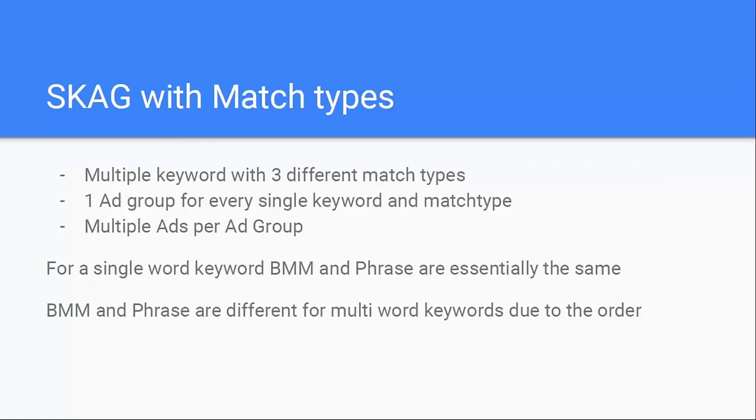So we come to this structure finally: single keyword ad groups with match types, multiple keywords with three different match types, one ad group for every single keyword and match type, and multiple ads for every single ad group. One thing to realize is that a single-word keyword in broad match modifier and phrase are essentially the same. So 'lawyer' in broad match modifier and 'lawyer' in phrase are essentially the same, but 'best lawyer' in broad match modifier and 'best lawyer' in phrase are not the same, because in broad match modifier the order is not important. The words can come in the sentence any way.